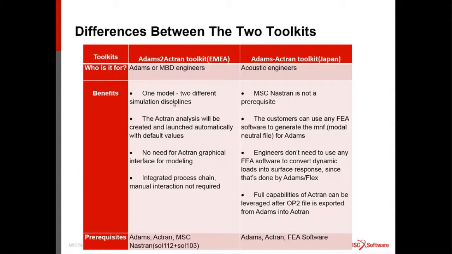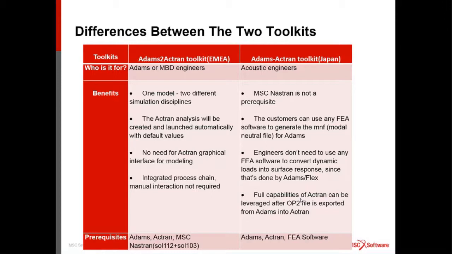Some of the benefits, like I mentioned before, with this highly integrated solution. With the other toolkit, which is the coupled chain analysis, one of the benefits is that MSc Nastran is not a prerequisite. So if you are not using MSc Nastran as your FEA solution, you can choose any of the other major FEA software as long as you can create the model neutral file using those FEA codes. Of course, it will be very beneficial to the Actran users because you can perform all the advanced post-processing in the Actran interface. So for a dedicated acoustic engineer, this coupled chain analysis might be more suitable for your situation.